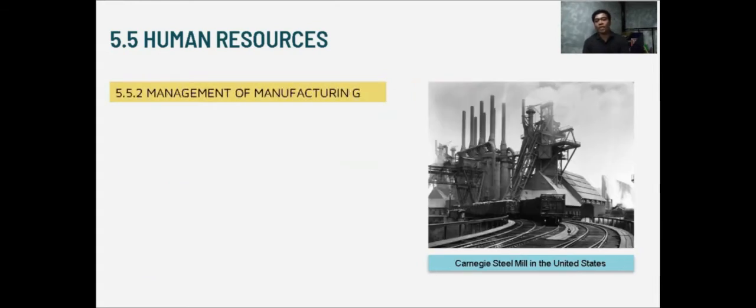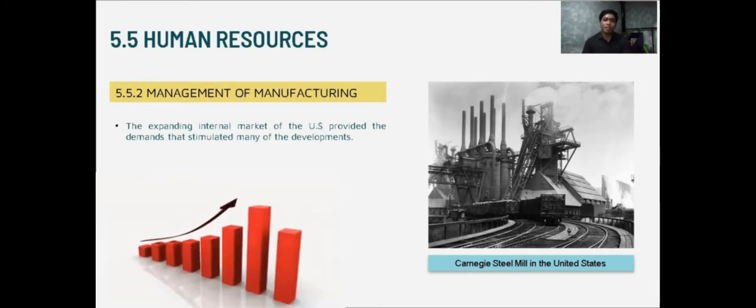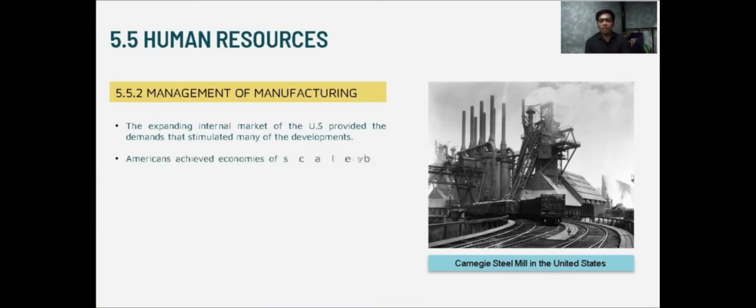Alright, now we move on to management of manufacturing. So along with innovation industrial system and methods, the natural and human capital rapidly took the United States to forefront of the world economic activity in the late 1800s. The widening of the United States internal market has given rise of demands, stimulated many innovations. Americans also gained economics to scale by constructing large factories for improved production.